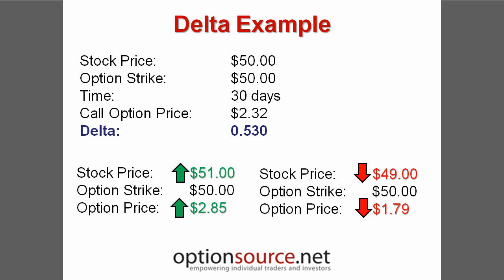In this example of delta, we have a stock that is priced at $50 and an at-the-money option at the $50 strike. There are 30 days until expiration. The call option is priced at $2.32 with a delta of 0.53. The delta reflects the expected change assuming no other variables change. If the price of the stock increases by $1 to $51, we can anticipate that the call option would increase from $2.32 to about $2.85. In the same respect, if the stock price was to drop from $50 down to $49, we can anticipate that the call option would decrease in value from the $2.32 to about the $1.79.